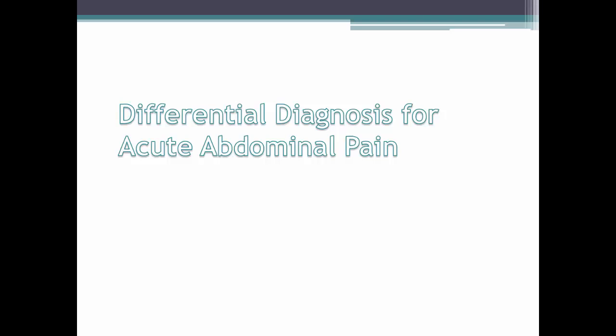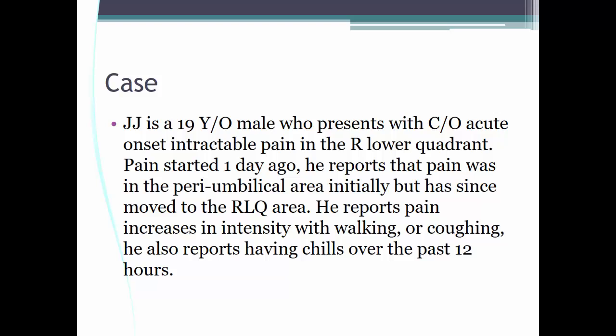Okay, good morning. We're going to continue a differential diagnosis for acute abdominal pain, and we'll do this through case studies. So this is a 19-year-old male who presents complaining of acute onset of intractable pain in the right lower quadrant. So far in the right lower quadrant, if you remember, what is located?